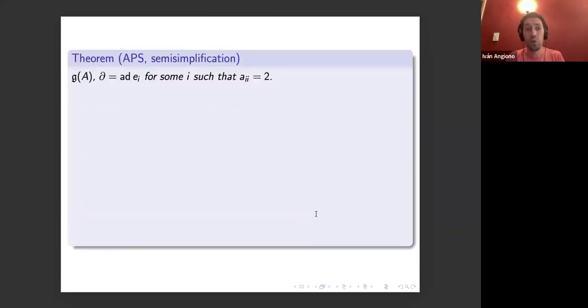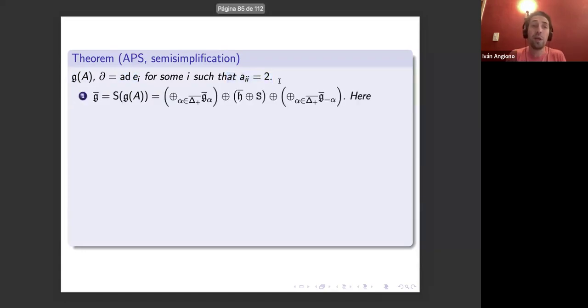So we say with Julia and Guillermo that you can semi-simplify things starting from this point. So what we are going to take is a contragredient Lie algebra. We take as derivation the adjoint action of some of the EIs with a technical condition, which is that you have a 2 in the diagonal, which is not so strong. Because there are very few cases where you can have AII equal to 0. Essentially, this is the thing. And in this case, you can describe very nicely the semi-simplification.